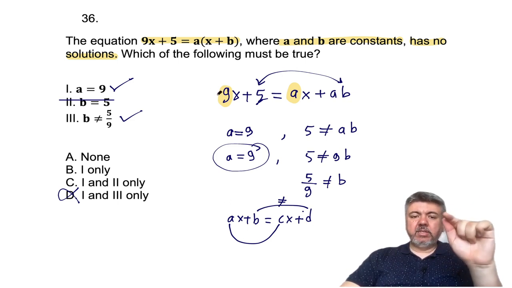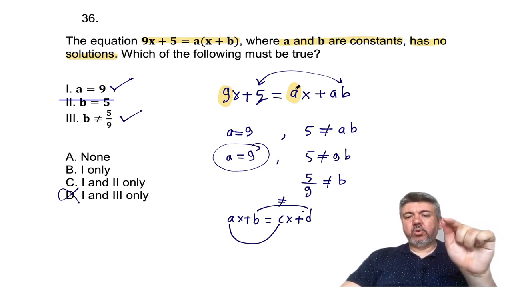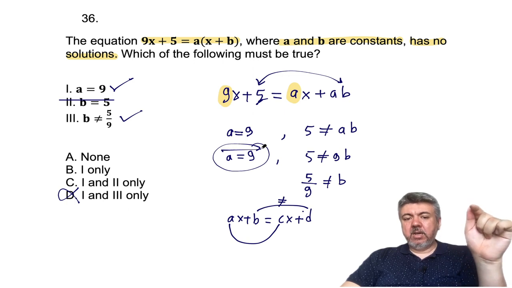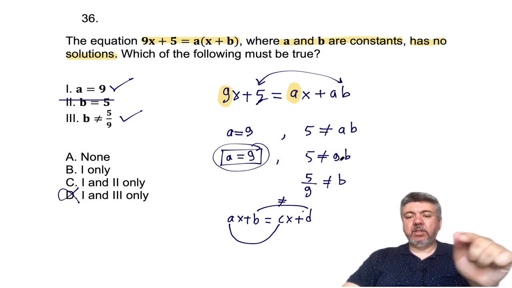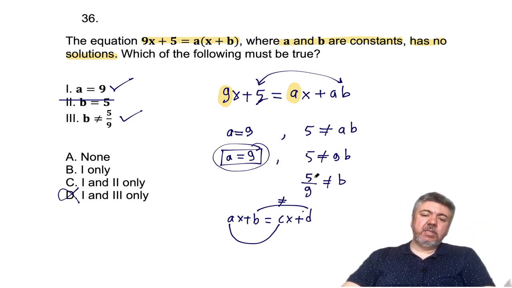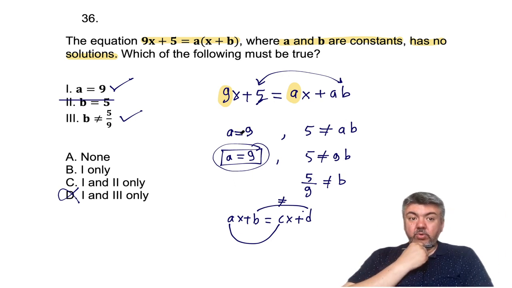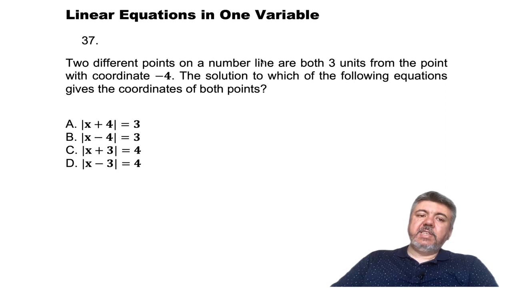terms. In our example, 9x equals ax, that is a is 9. On the other hand, constant 5 is not equal to ab. A is 9, so 5 is not 9b, b is not 5 over 9. That's the solution to this question. Question 37. Two different points on a number line are both 3 units from the point with coordinate -4. What is the solution for these points?